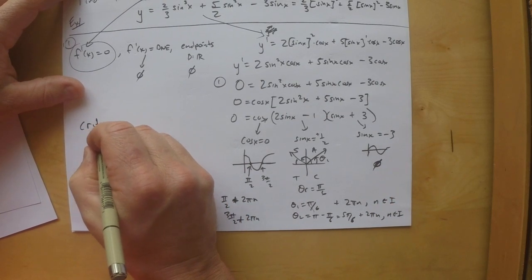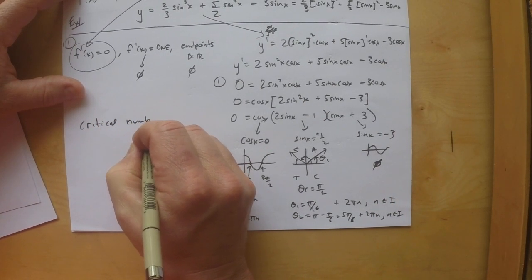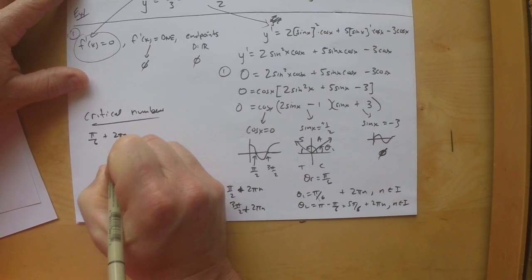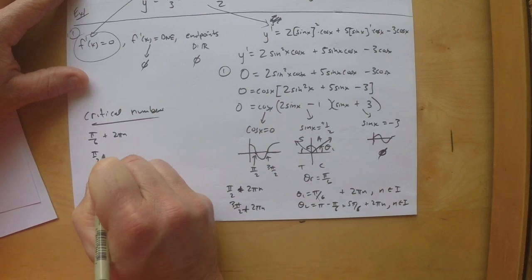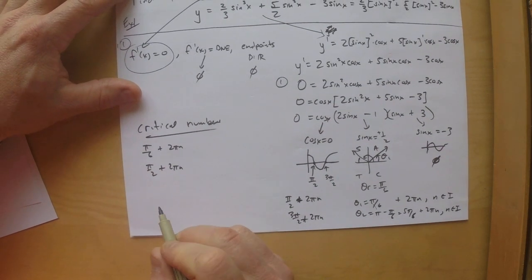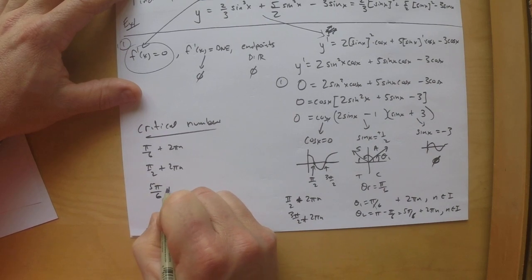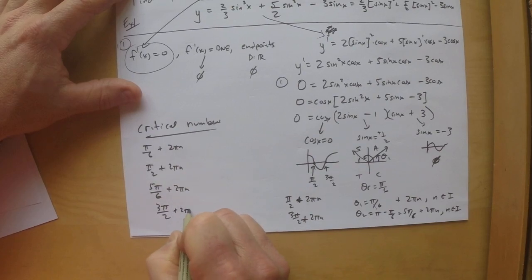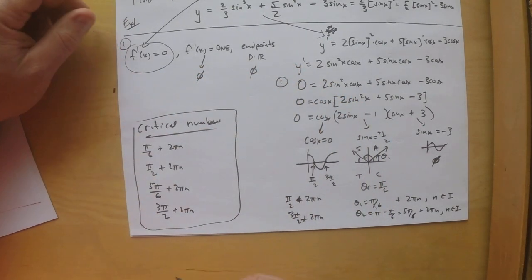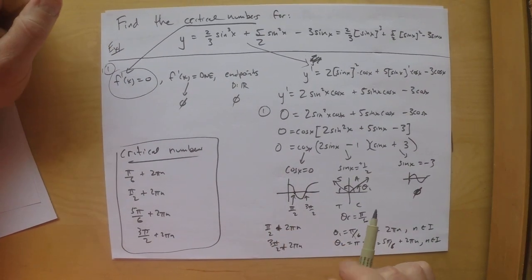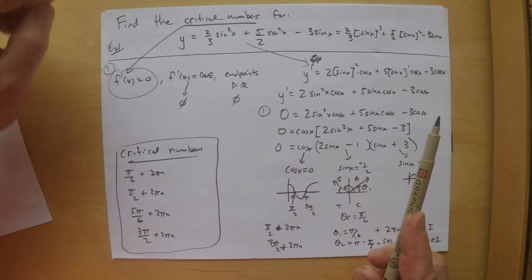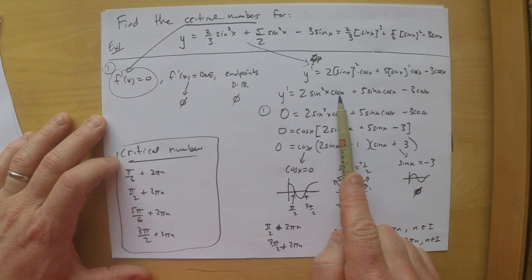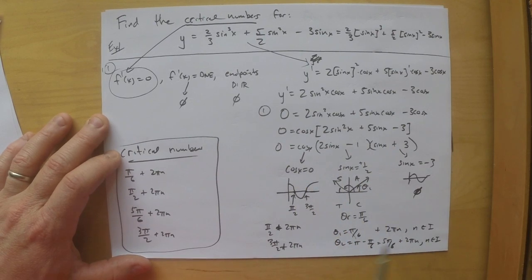My critical numbers are, let's list them all out: pi over 6 plus 2 pi n, pi over 2 plus 2 pi n, 5 pi over 6 plus 2 pi n, and 3 pi over 2 plus 2 pi n. Whew! Alright. And the irony of it is, there's a bunch of calculus in here. The critical numbers is the calculus concept. The derivative is obviously the calculus concept, but then the solving, pre-calc 12.